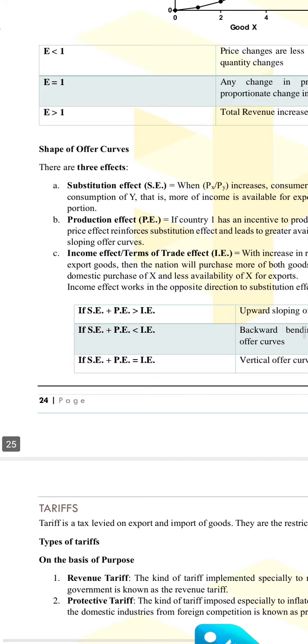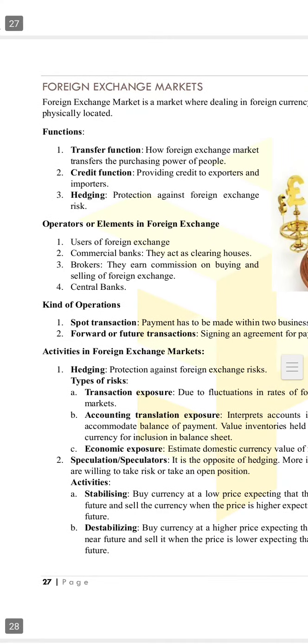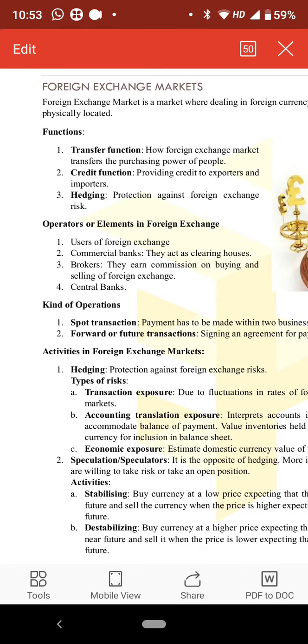Okay, so you can easily understand all the topics of foreign exchange rate, determination of foreign exchange rate and foreign exchange market in this slide, in this lecture.